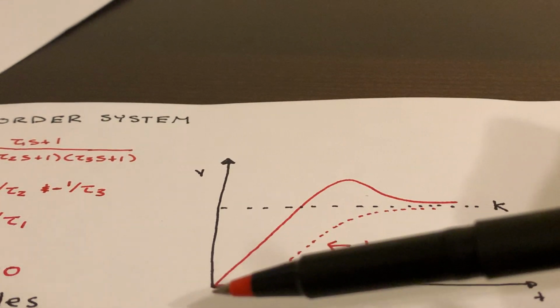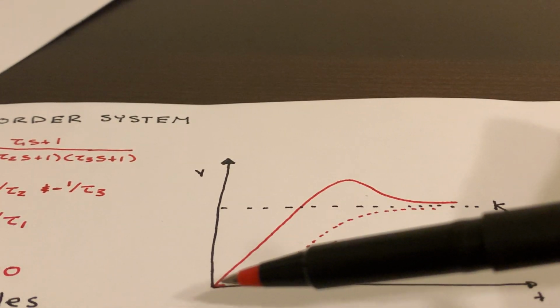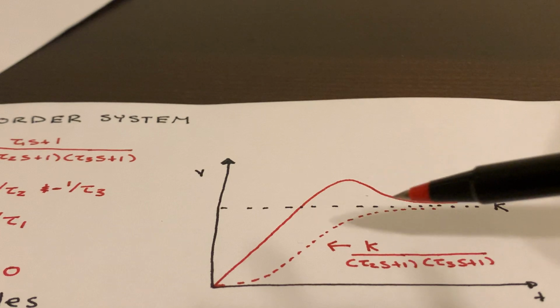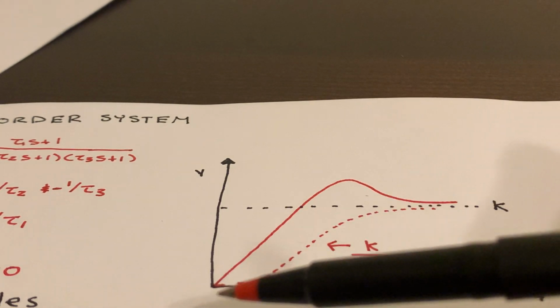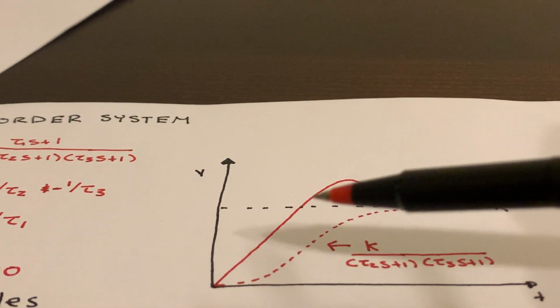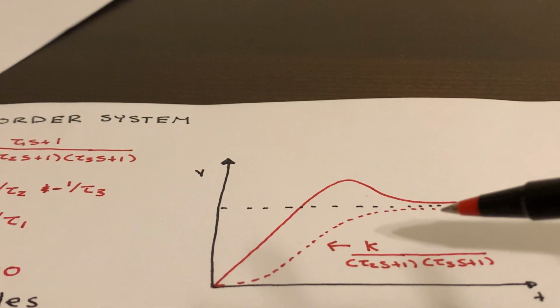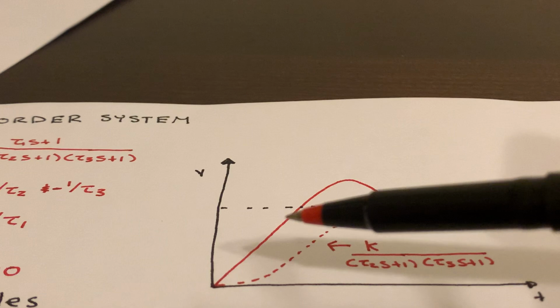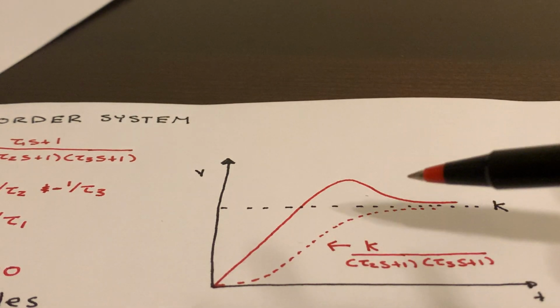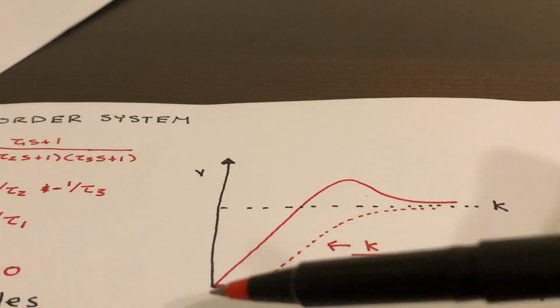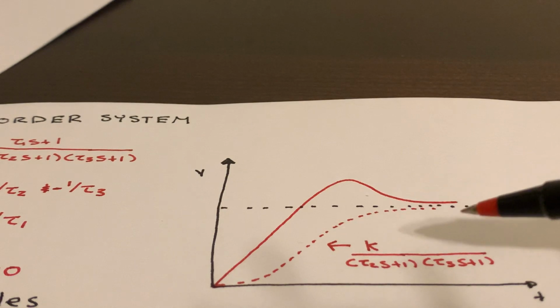But when we have a zero in our system, it can potentially lead to overshoot in the response. And by overshoot, I mean that the response is going to go past the steady state value, come up to a maximum, and then converge down. So this is different than oscillations. With oscillations, we go above, below, above, below. Here we're just going above once and then converging to the final steady state value.